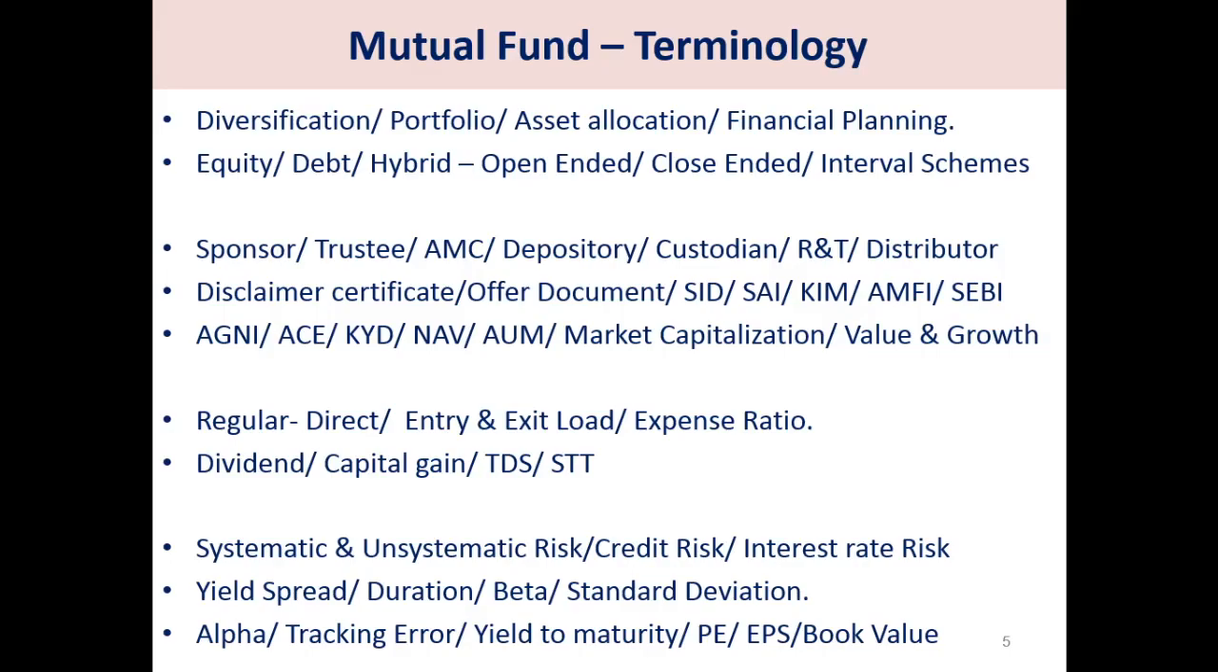Fine. Then you have a depository where you keep all your electronic shares. Individually also you keep them when you open a demat account, and of course mutual fund does use depository services for keeping all the shares that they have. So depository, and then you have custodians, then you have RNT, that is registrar and transfer agents, and then you have distributors. So these are the new words you will come across.